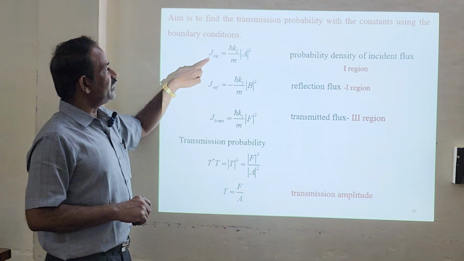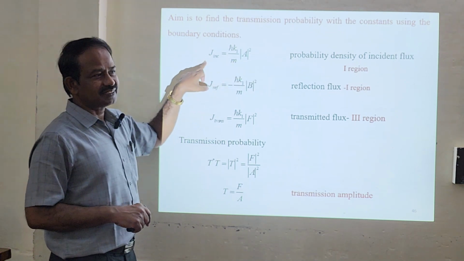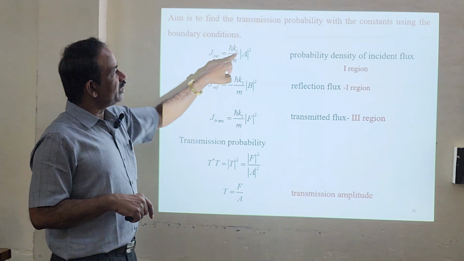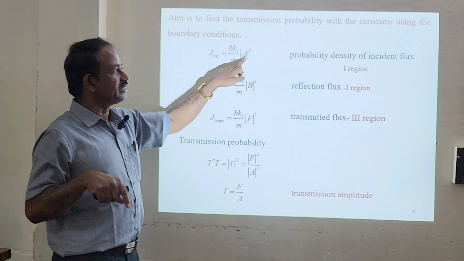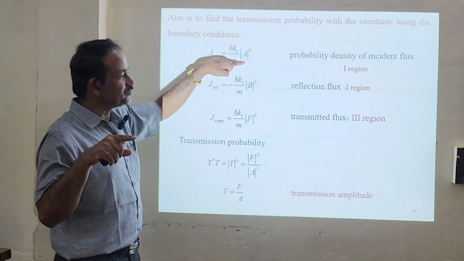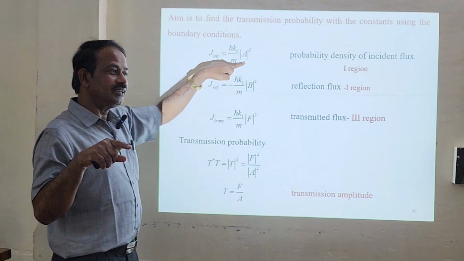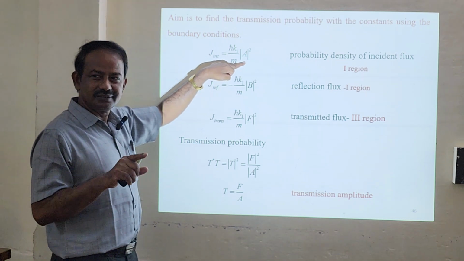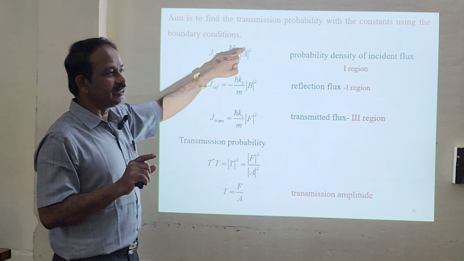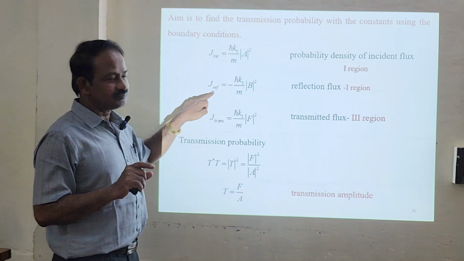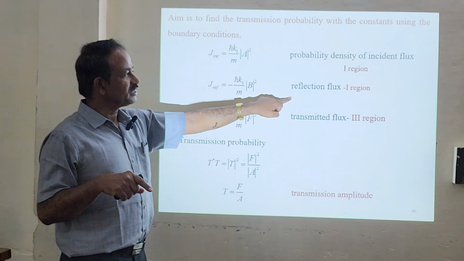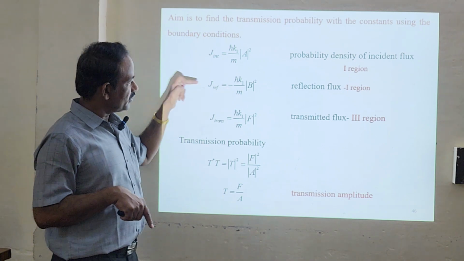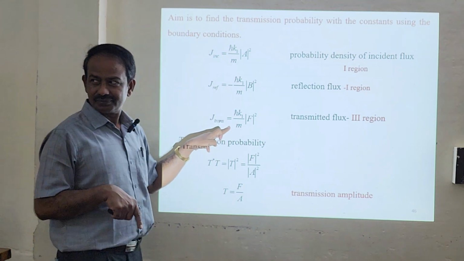J incident is the probability density of the incident flux. J stands for flux, incident flux, which is equal to h bar k1 divided by m, mod A square. As I said, this A is very important. What is A? Of course, the normalization constant. This is connected with the incident wave, so mod A square. The J reflection, the probability density of the reflected flux in the first region, will be given by this. Of course this is a plus quantity, this is a minus quantity. Now J transmission is given by this.